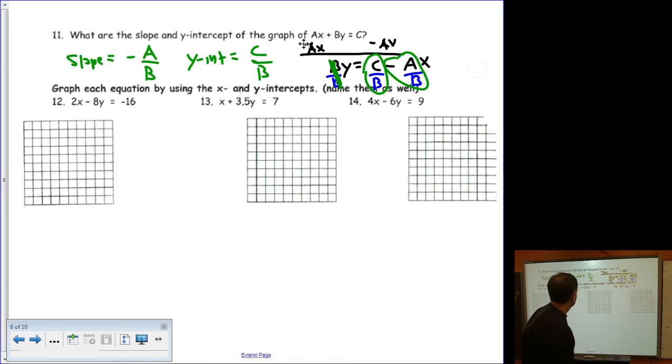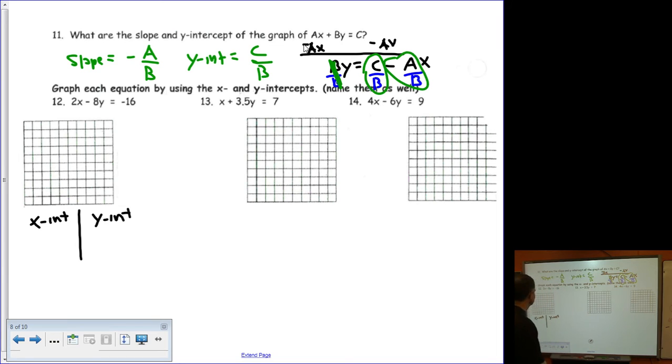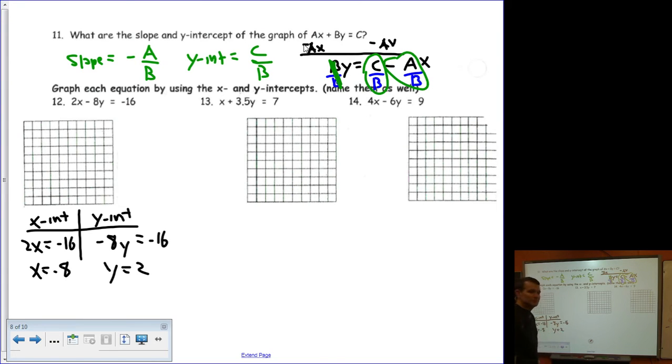All right, next up. Number 12, I'm supposed to graph by using the x and y intercepts. So I'm going to find the x and y intercepts by putting 0 in for the opposite variable. The x-intercept would be at 2x equals negative 16. And the y-intercept would be at negative 8y equals negative 16. The x would equal negative 8, and the y would equal positive 2.